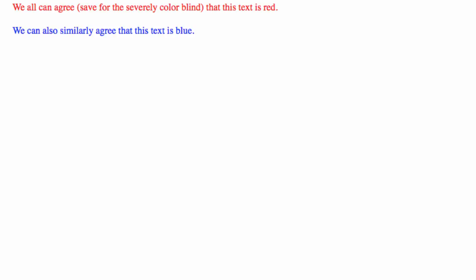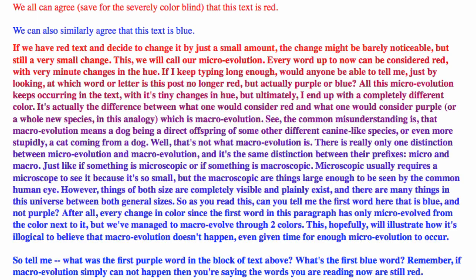For example, if you look at the top sentence, we can agree that this text is red. The next sentence, we can also agree that this text is blue. If we have red text and decide to change it by just small amounts, the change might barely be noticeable, but still a small change. This we will call our microevolution. Every word up till now can be considered red, with very minute changes in the hue.